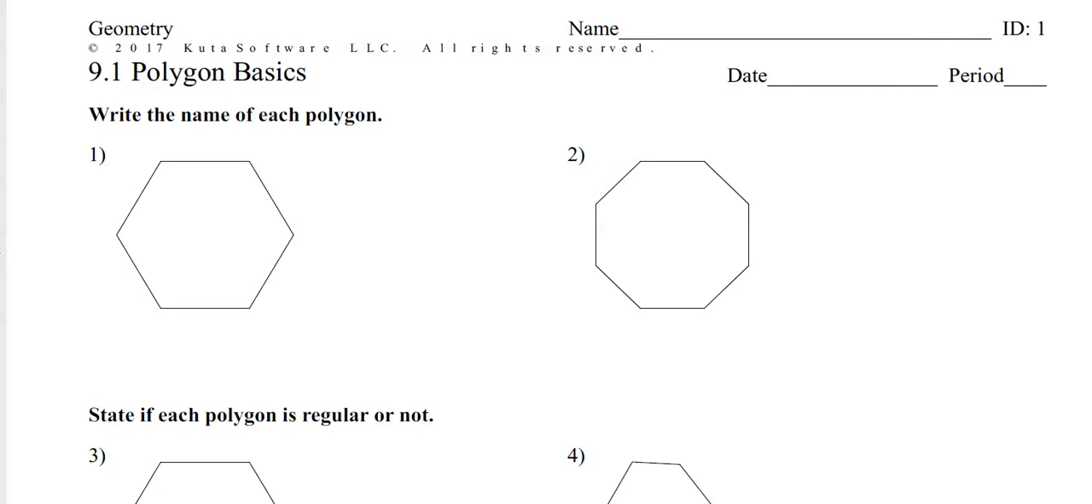So number one, Polygon Basics, write the name for each polygon. Well, you name it by the number of sides. This one here has 6 sides. So that one is called a hexagon. The prefix at the beginning tells you how many sides there are. This next one has 8 sides. So this would be an octagon.